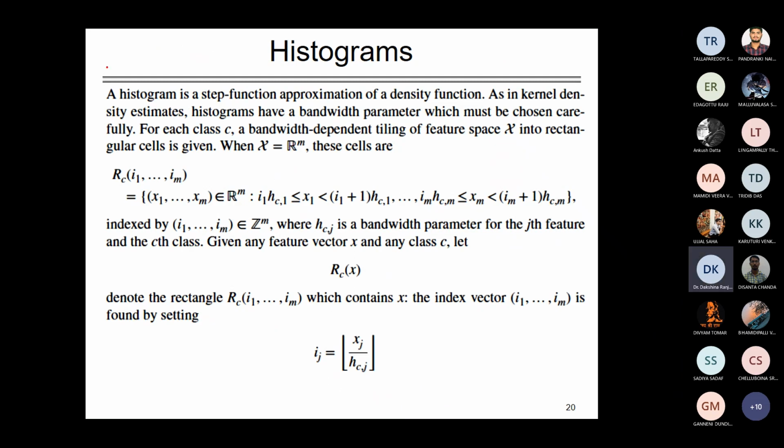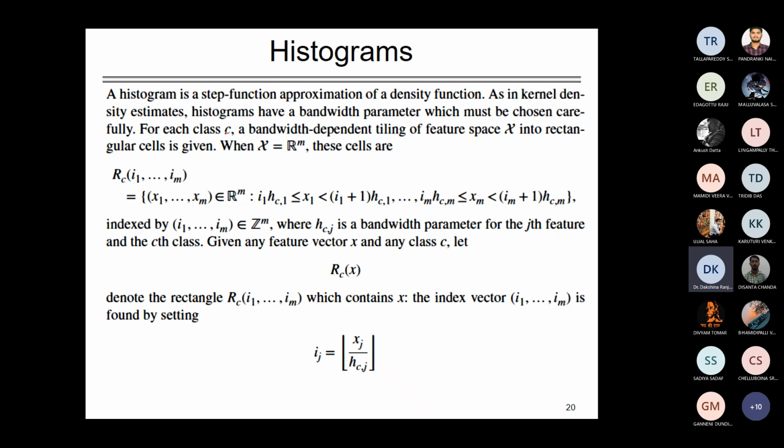Okay, now we will be talking about a non-parametric density estimation method, which is called histograms. So what is a histogram? A histogram is a step function approximation of a density function. If we consider kernel density estimation, then the histograms have a bandwidth parameter, and this bandwidth parameter needs to be chosen carefully.